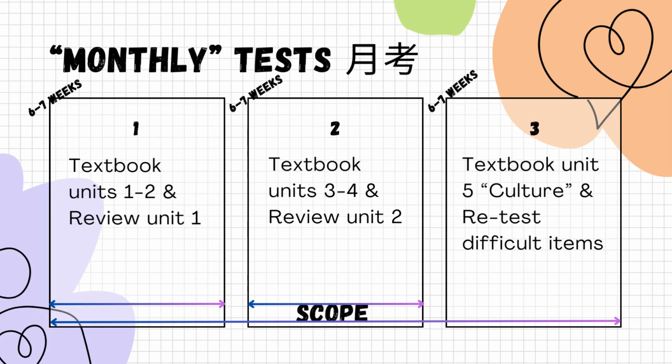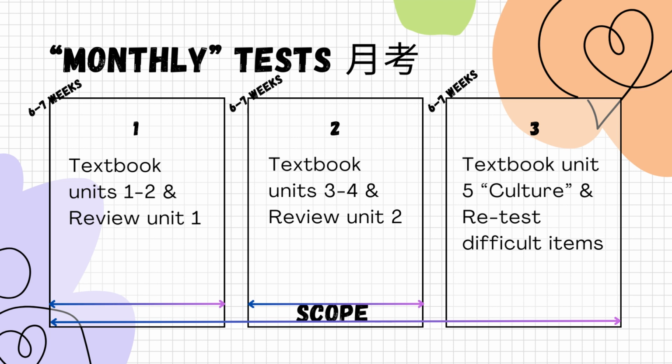月考. There are two different ways of testing, two different systems in Taiwanese elementary schools. Some use two tests per semester, midterm and final. Our school uses three tests per semester. And they're not strictly monthly tests. When you fit three tests into a semester, it's actually every 6 to 7 weeks there's a test, but they're still called monthly tests. Now, the English textbooks in Taiwan usually have 5 units.